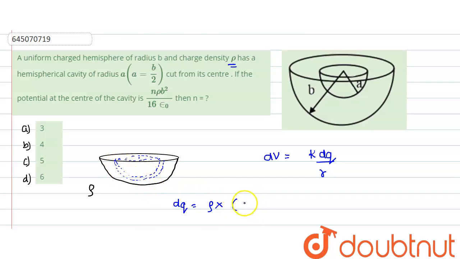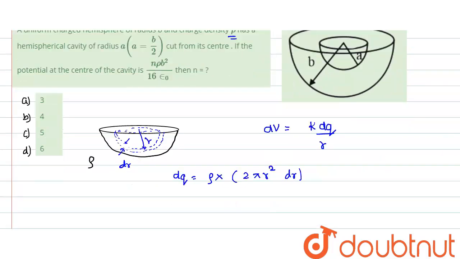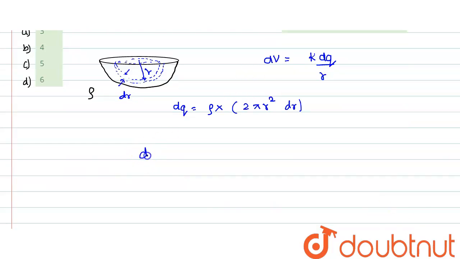The surface area of the hemisphere would be 2 pi r square. If you multiply by the thickness dr, this gives us the volume, where r is the radius. Now we put it into our expression. So dV would be k, where k is 1 by 4 pi epsilon, times dq. The dq value would be rho 2 pi r square dr, divided by r.